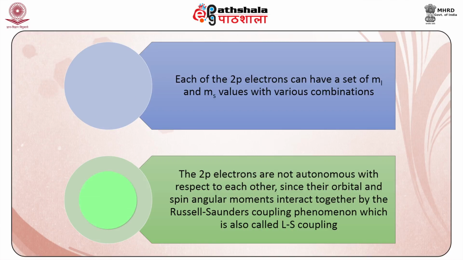The 2p electrons are not autonomous with respect to each other, since their orbital and spin angular momenta interact together by the Russell-Saunders coupling phenomenon, which can also be called capital S and capital L coupling. It is said as LS coupling.